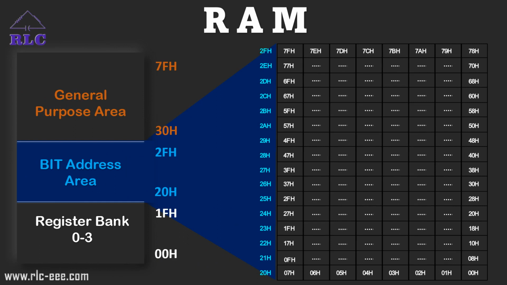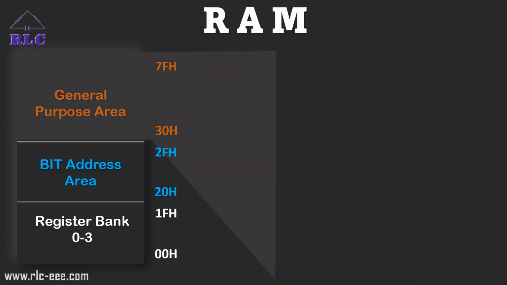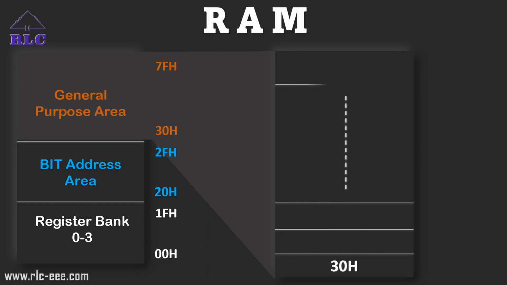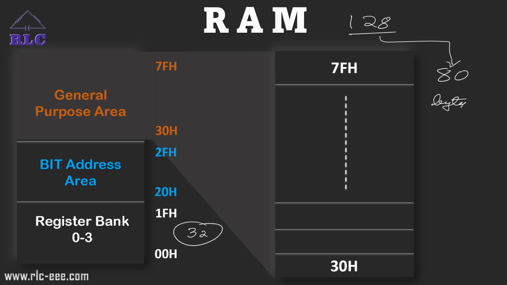Now we'll go to the general purpose area, that is from 30h to 7Fh. The RAM area from 30h to 7Fh is allocated for the general purpose area. It has 80 bytes of data. We know that the RAM is 128 bytes. Of these 128 bytes, 80 bytes are for the general purpose area, 32 bytes for the register banks, and 16 bytes for the bit addressable area.